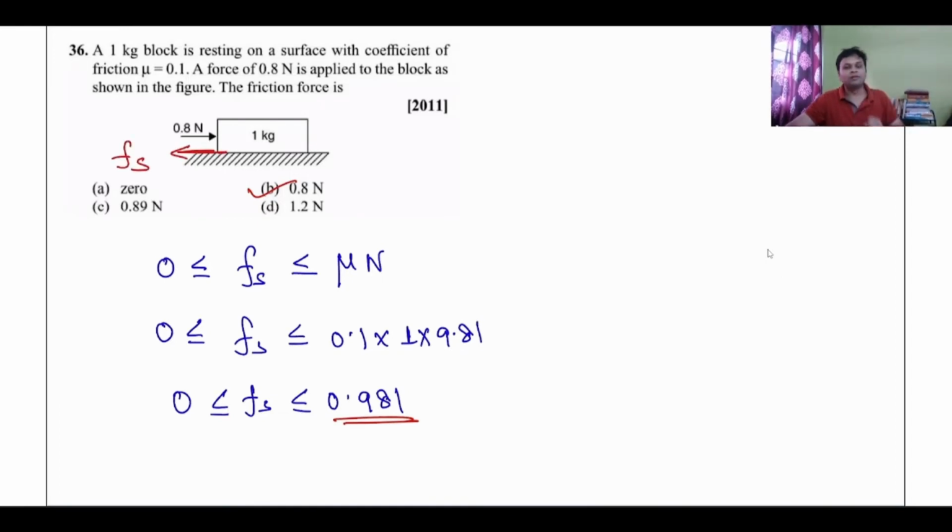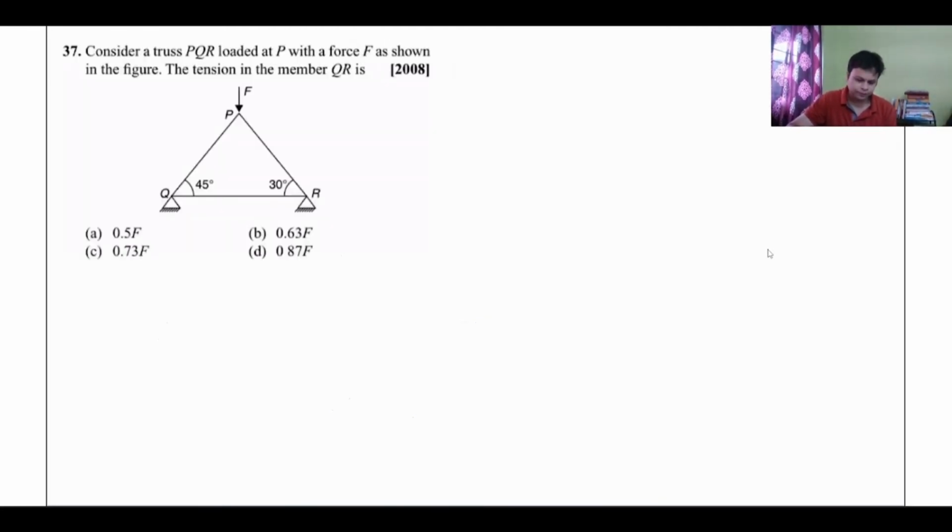Right? That is a case of limiting friction. There is a case of impending motion. Frictional force is at the maximum value, so we call it Fs max, maximum static friction. Right? After that, if you increase the external force, the block will start to move. Okay? So the answer is 0.8. Very, very simple. Okay, let us move on to the next question.